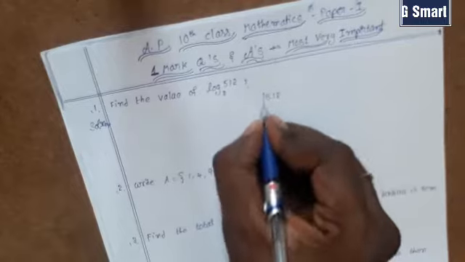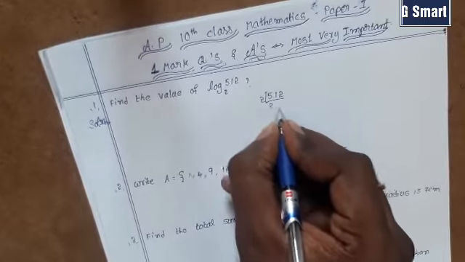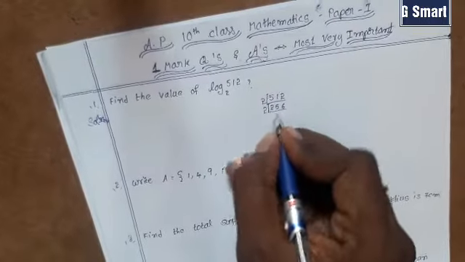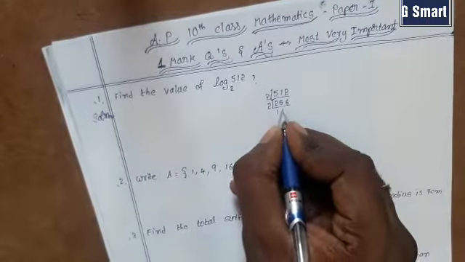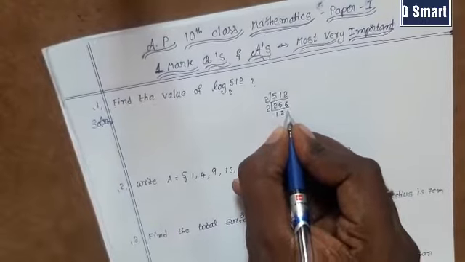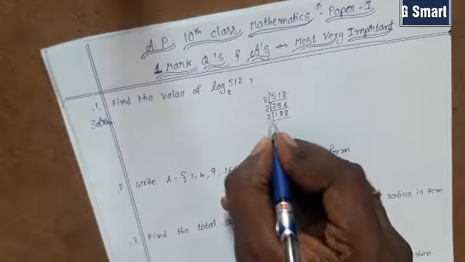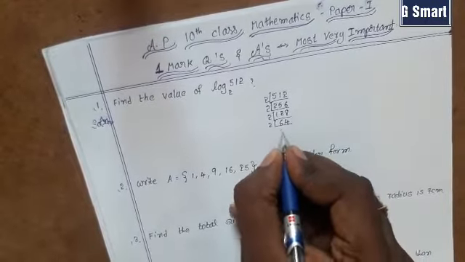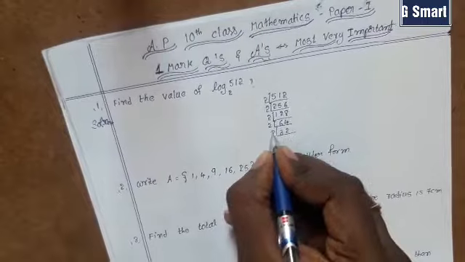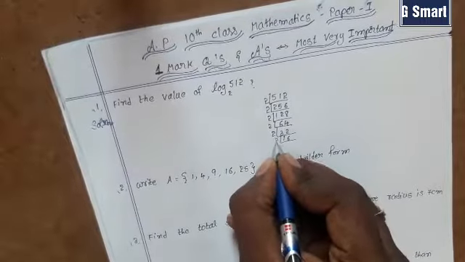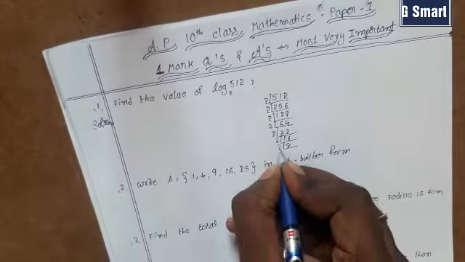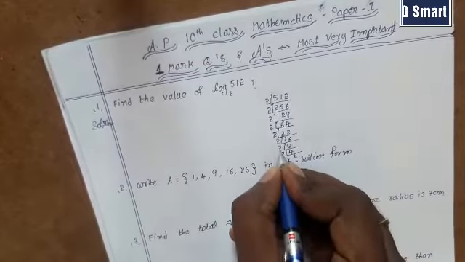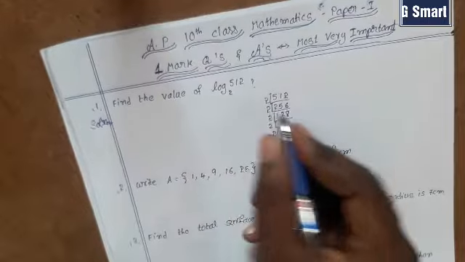512, we have to make it a factorization first. 2 twos are 4, 2 fours are 8, 2 eights are 16, 2 sixteens are 32, 2 thirty-twos are 64, 2 sixty-fours are 128, 2 128s are 256, 2 256s are 512. So 1 2 3 4 5 6 7 8 9.